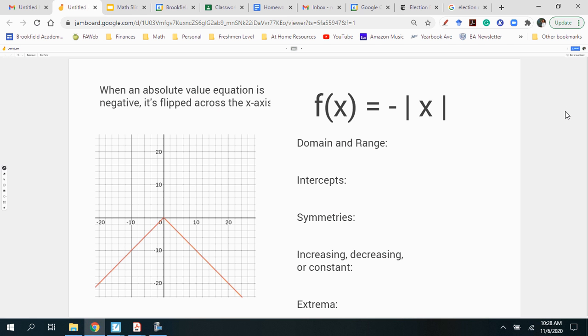So what would happen if you made the absolute value negative? Well, it would just flip over the x-axis. And so now the domain is any real number, and the range is any real number less than or equal to 0. The intercept would still be 0, 0, because now that it's negative, it can't go above. And it still has y-axis symmetry, and it's still an even function. But now it's increasing from negative infinity to 0 and decreasing from 0 to infinity, and it has an absolute maximum at 0, 0.